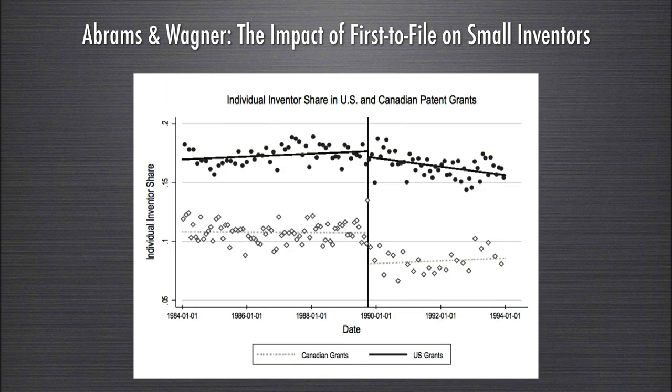So this was a controversial change, and the controversy surrounded how this would affect small and individual inventors. Professor Abrams and I did some empirical research on this using Canada as an example. Canada was the last country prior to the United States to switch from a first-to-invent to a first-to-file system. What we found in Canada, this is our basic results graph, is that the vertical black line is the law change in Canada. Our technique was to use the U.S. data as a control and try to figure out what the difference was in Canadian patenting behavior.